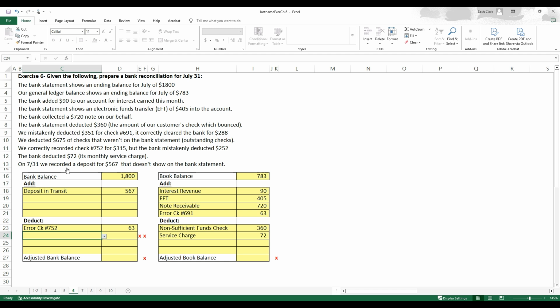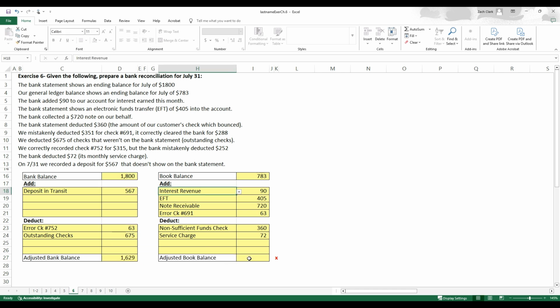Outstanding checks. Okay, so we deducted 675 of checks that weren't on the bank statement. So we wrote a bunch of checks, the cash balance here is reduced, but the bank has not yet seen those come through. Maybe the recipient just has them. It's in the mail or something. So in our analysis, we need to take this amount out because we really don't have this cash. It's just checks waiting to be cashed. So that was 675.